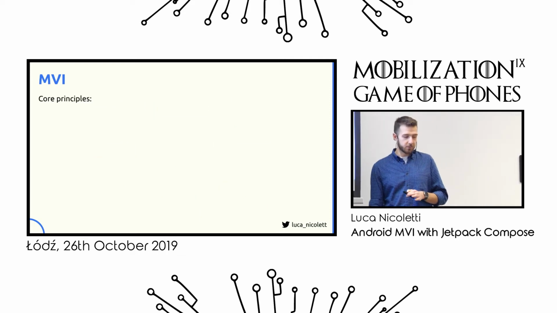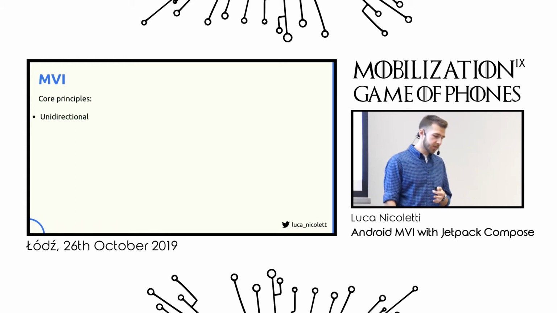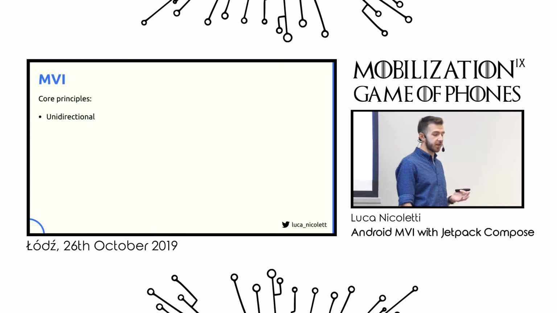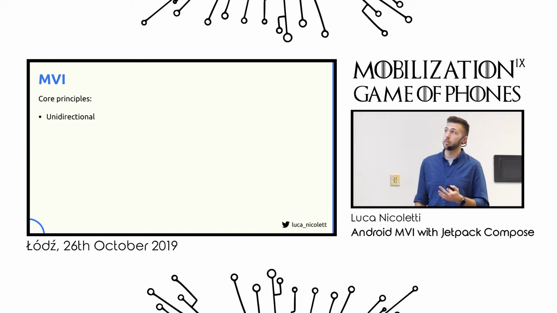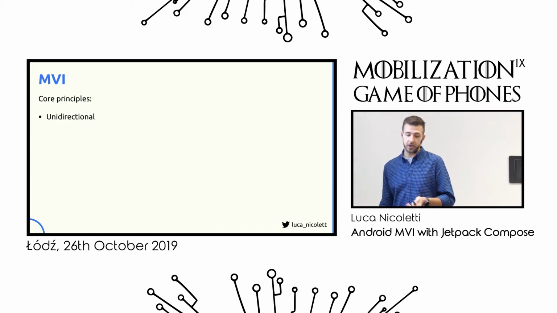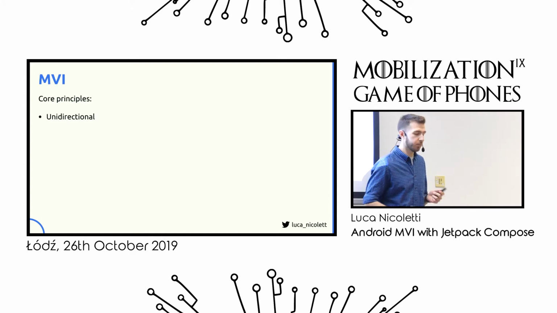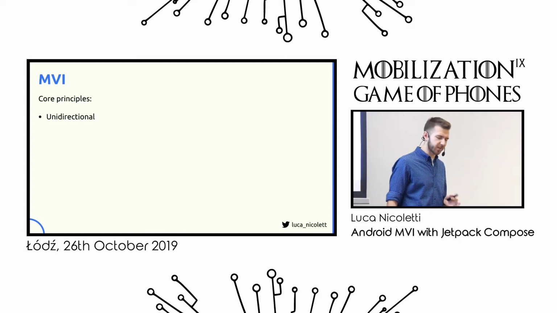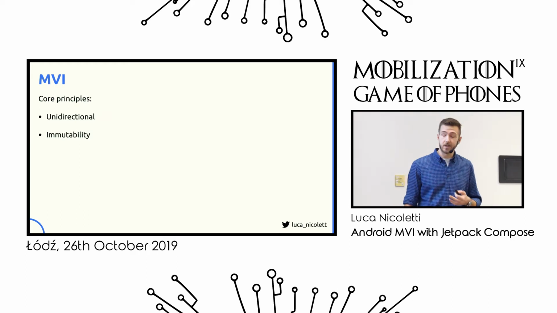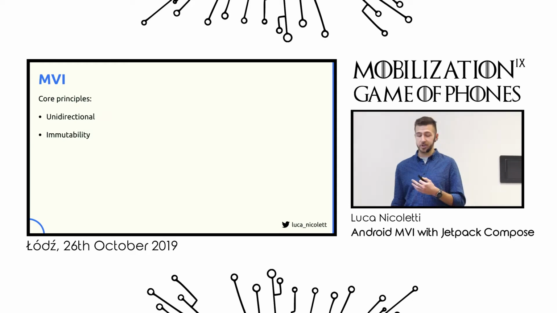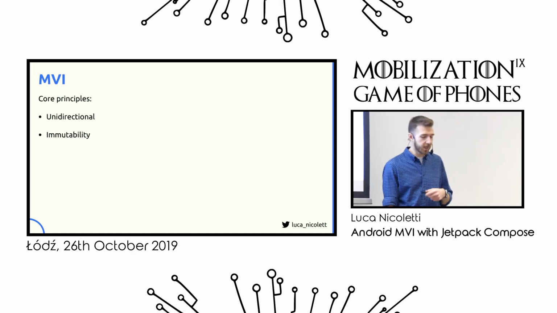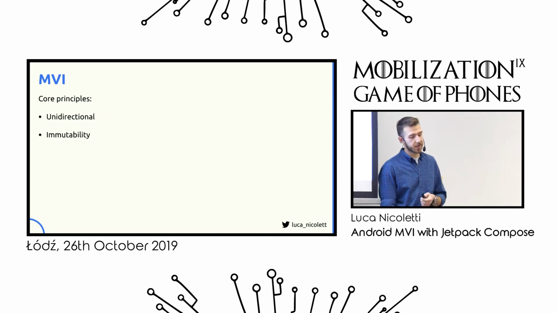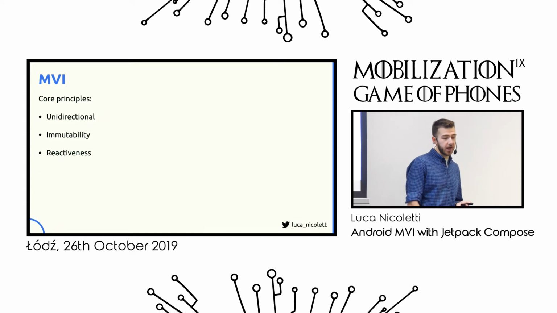MVI tries to follow some core principles. It's unidirectional, so data always flows in one direction without going back and forward between two components. If you have two components communicating both ways between them, there's something wrong. It's immutable. The state never changes. The business logic of the application should create new instances of the state every time, and it's reactive.